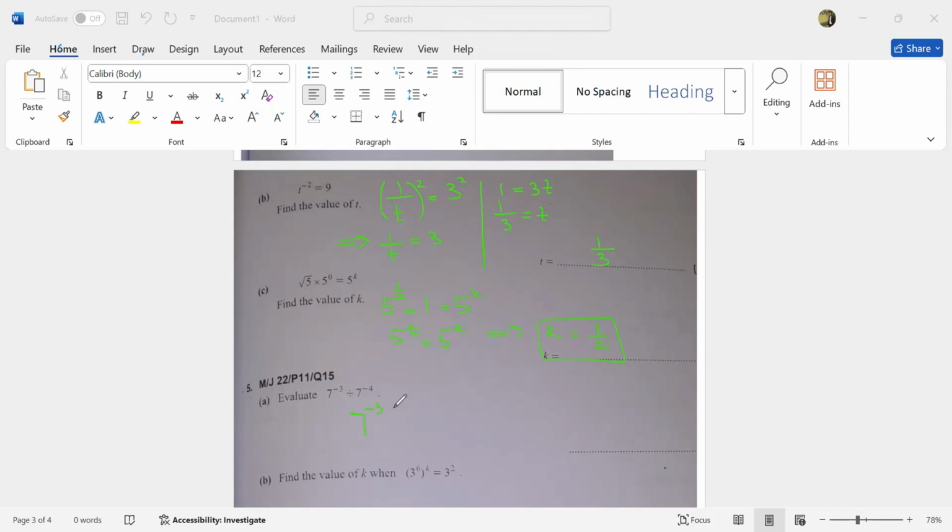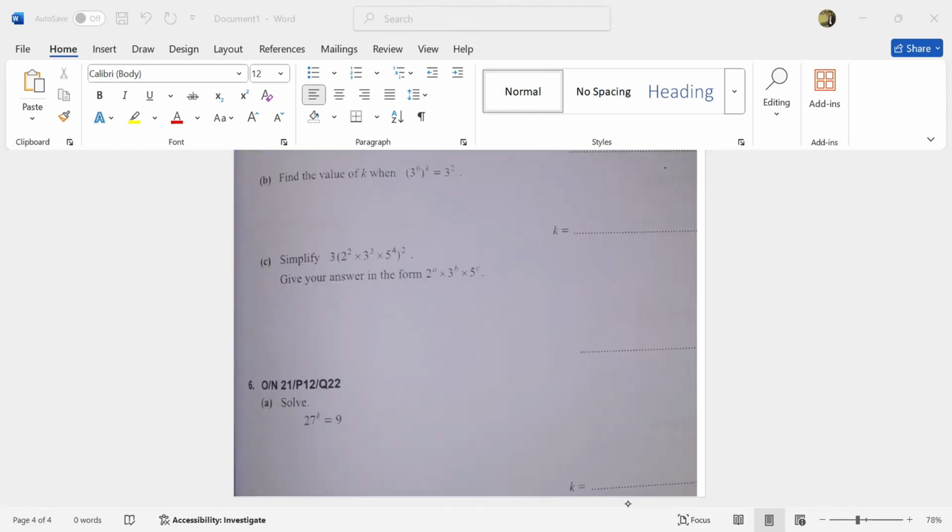Next thing, 7 raised to the power minus 3. Then when we are dividing, we use a minus sign, subtraction. The power is negative 4. So 7 power minus 3 plus 4 gives us 7 raised to the power 1. Next one, 3 raised to the power 6k equal to 3 square. Same rule. As bases are equal, we are going to equate the power. 6k is equal to 2, or k is equal to 2 upon 6, means k is equal to 1 over 3.